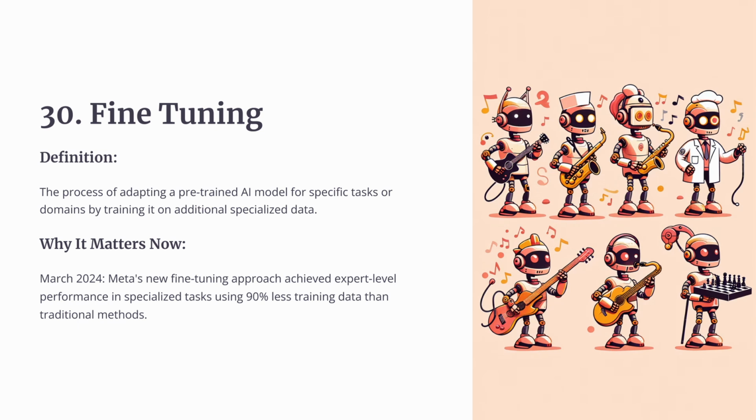Fine tuning is the process of adapting a pre-trained AI model for specific tasks or domains by training it on additional specialized data. Think of this as taking a generally educated AI and giving it specialized training for a specific job. Meta's breakthrough is significant because it's like turning a general practitioner into a specialist with much less additional training. This makes creating specialized AI tools much more accessible.